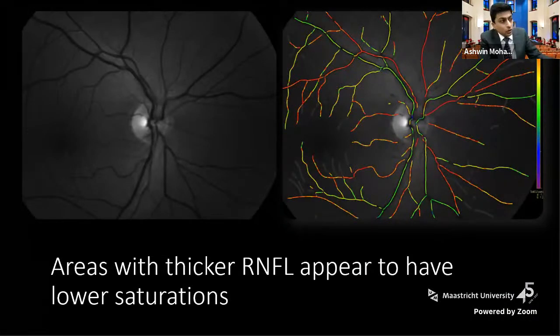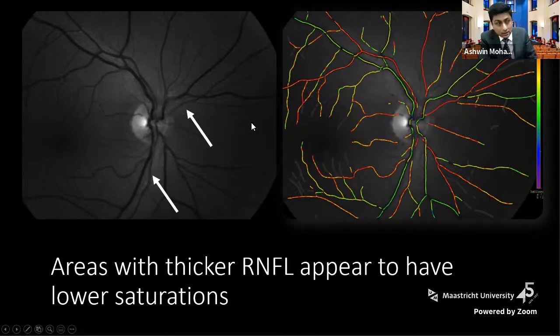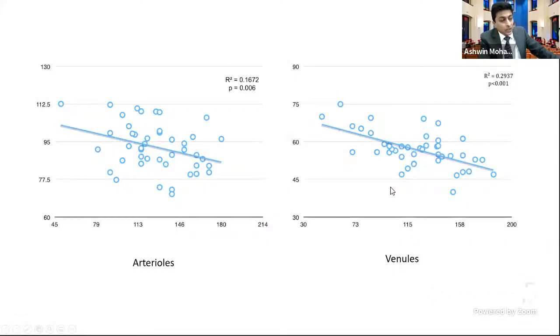But then what we also saw was that when the background was brighter, the saturations were lower. Like you can see this first arrow here, the background is bright. Now the next arrow is in an area where the background is a little dark. And what we saw was that in areas of darker backgrounds, the saturations were higher, like you can see on the image on the right. And this observation really interested us. So then we went on and looked at the RNFL thickness, and we found that wherever the RNFL was thicker, the saturations were lower.